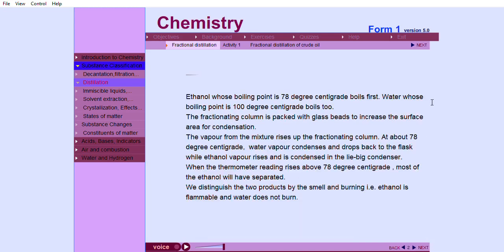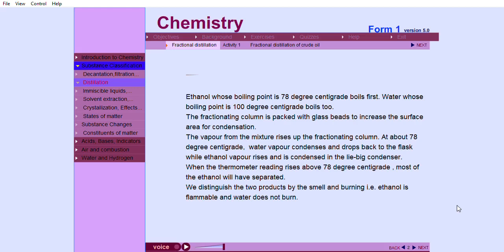Ethanol, whose boiling point is 78 degrees centigrade, boils first. Water, whose boiling point is 100 degrees centigrade, boils too. The fractionating column is packed with glass beads to increase the surface area for condensation. The vapor from the mixture rises up the fractionating column. At about 78 degrees centigrade, water vapor condenses and drops back to the flask, while ethanol vapor rises and is condensed in the Liebig condenser.